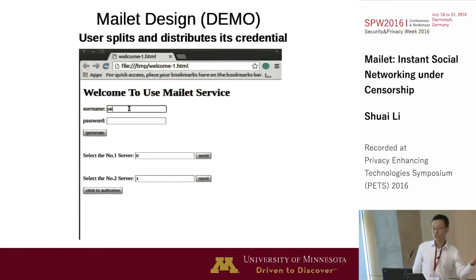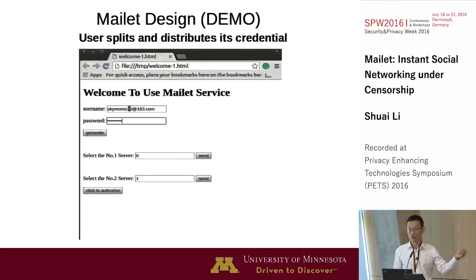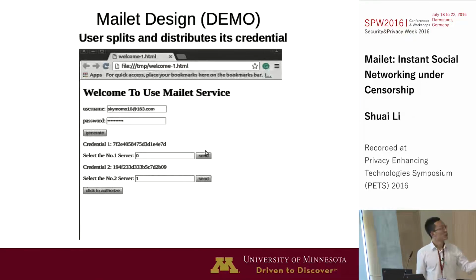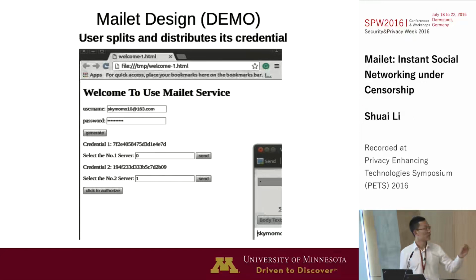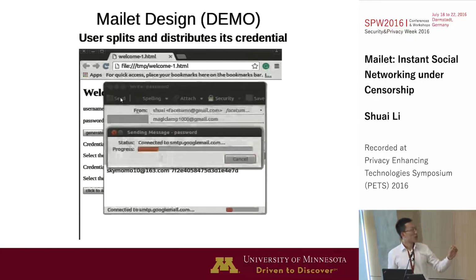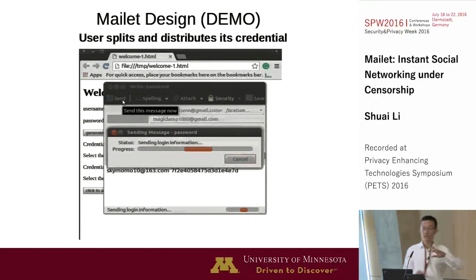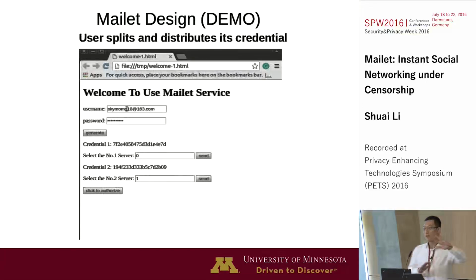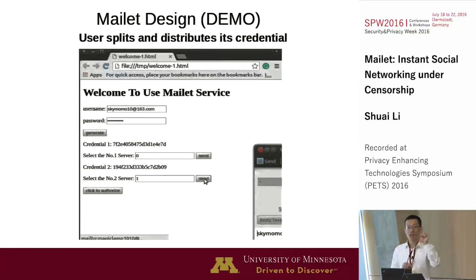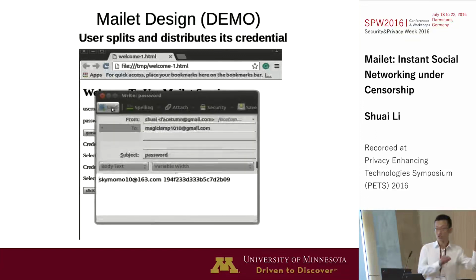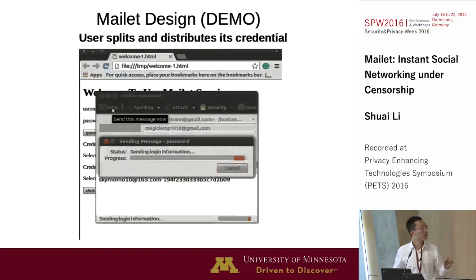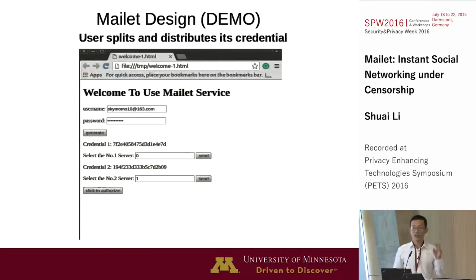The user can open this HTML attachment in the browser and input the username and password, Twitter in our case, we use Twitter as an example, and click split. So we split the password into two parts and send each part of the password to different Mailet servers. So no single Mailet server can know the actual credential.